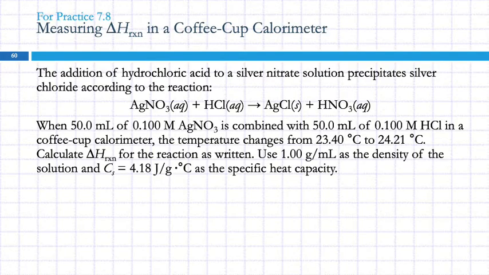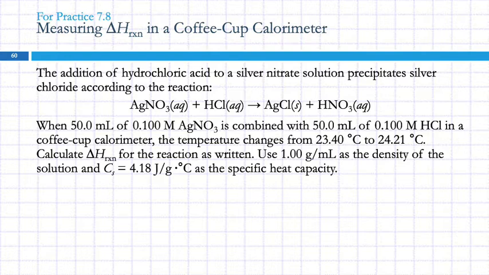So here's an example. The addition of hydrochloric acid to a silver nitrate solution precipitates silver chloride according to this reaction. When 50 milliliters of 0.1 molar silver nitrate is combined with 50 milliliters of 0.1 molar HCl in a coffee cup calorimeter, the temperature changes from 23.40 degrees Celsius to 24.21 degrees Celsius. Calculate the heat of reaction as written. For the reaction as written, use 1 gram per milliliter as the density of the solution, and C sub S equals 4.18 joules per gram degree Celsius as the specific heat capacity.